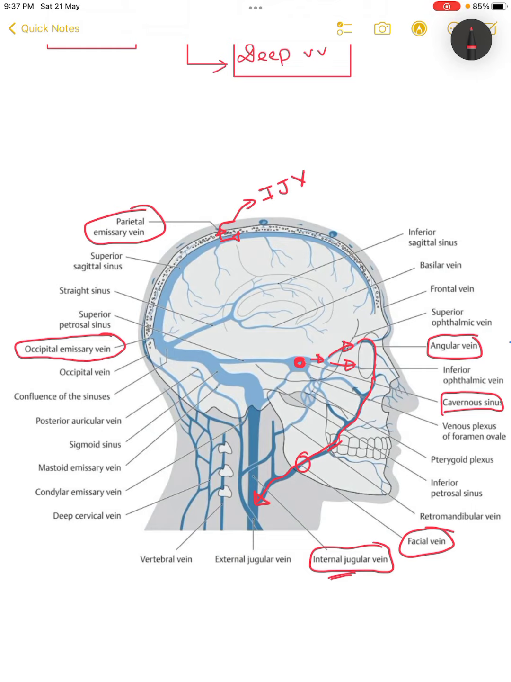Again, this structure is known as the venous plexus of foramen ovale. Then you have another plexus here, which is known as the pterygoid plexus, and this pterygoid plexus is draining like this. It has two pathways, by the way. It is draining like this, and this vein is known as our retromandibular vein, and it can drain into the internal jugular vein or the external jugular vein. So this is another example of an accessory dural sinus drainage pathway.